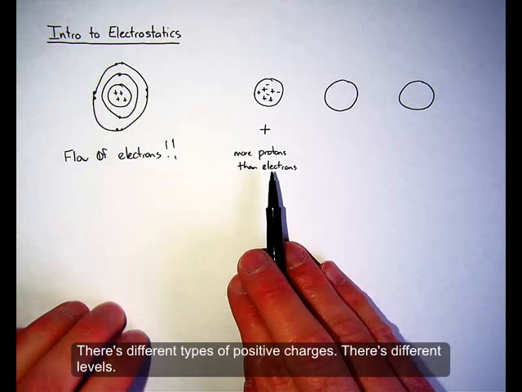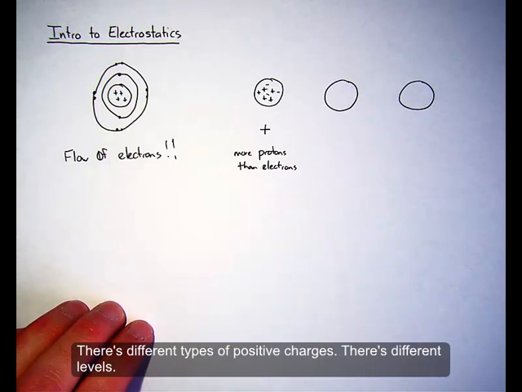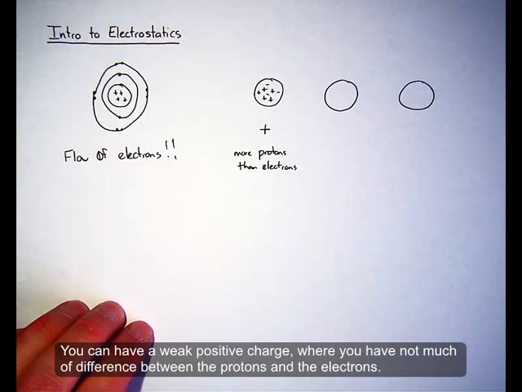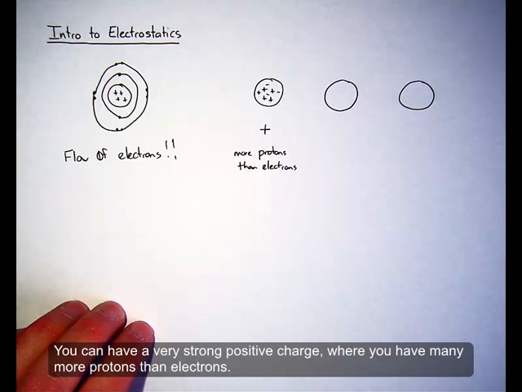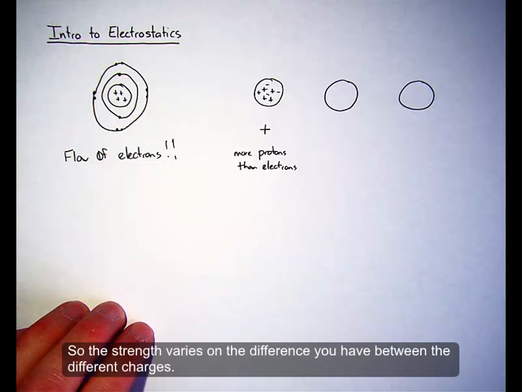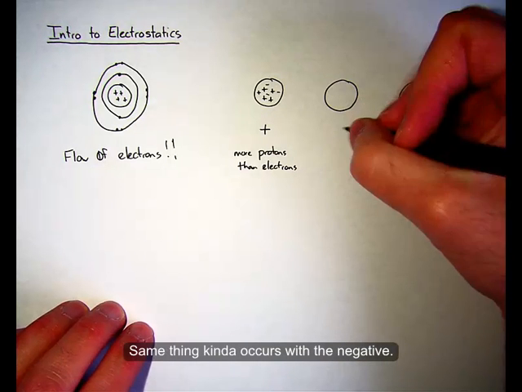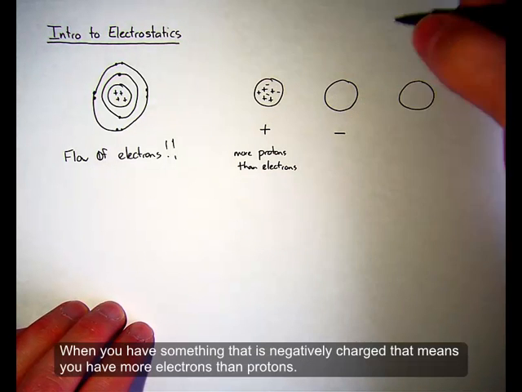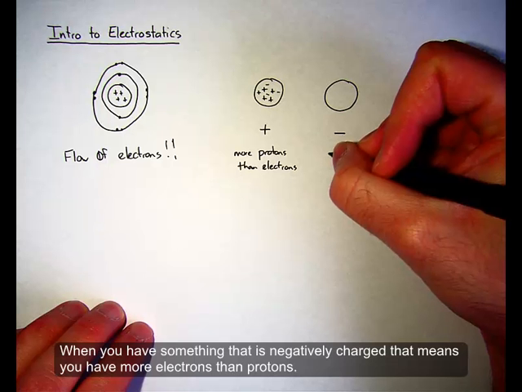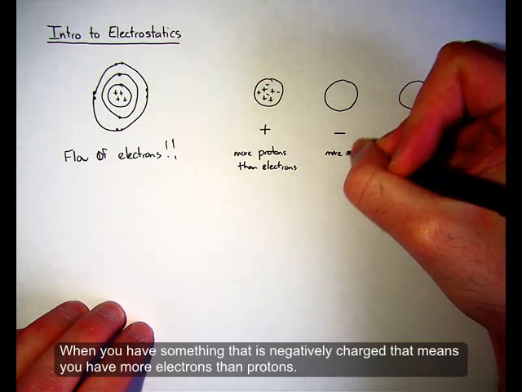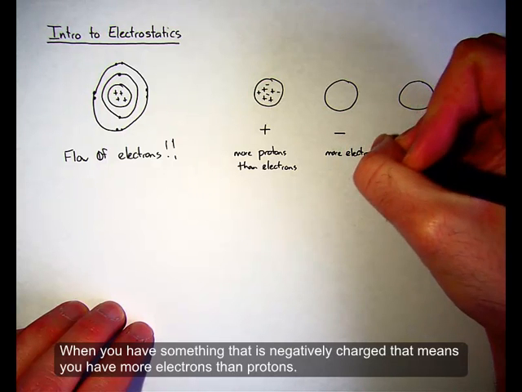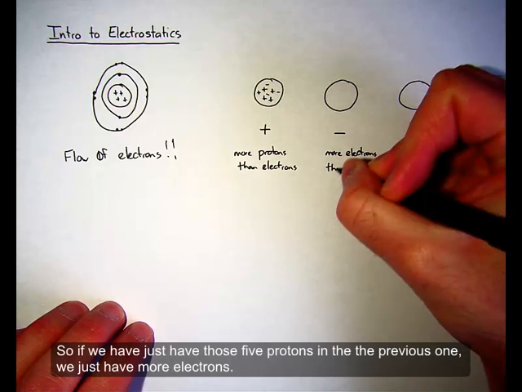There's different types of positive charges. There's different levels. You can have a very weak positive charge where you have not much of a difference between the protons and the electrons. You can have a very strong positive charge where you have many more protons than you have electrons. So the strength varies on the difference that you have between the different charges. Same thing kind of occurs with the negative. When you have something that's negatively charged, it means you have more electrons than protons.